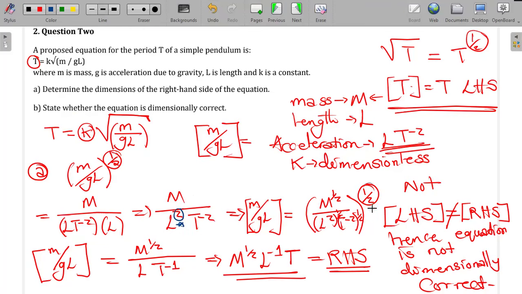So if we multiply this half by this 2, we're going to end up with what? We're going to end up with 1. So 2 multiplied by half, that is 1. Hence, here we're only having length to the power 1, or L to the power 1. Even here, the time is having a power of negative 2. If you multiply half here multiplied by negative 2, you're only going to get negative 1. And that is where this equation is coming from.